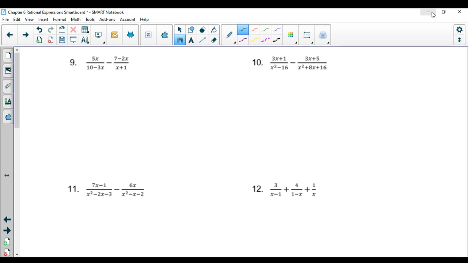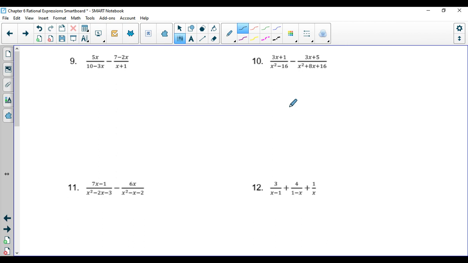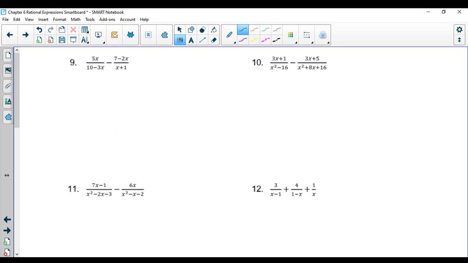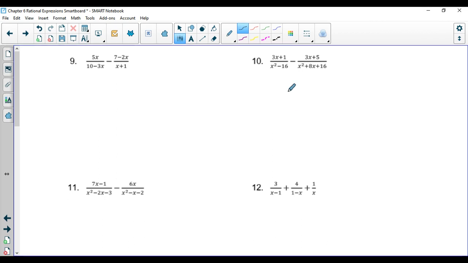All right, so we are going to be working on some additional addition subtraction in regards to our rational expressions. And the first thing we're going to do is number 10. Okay, this is probably as hard as it's going to get.